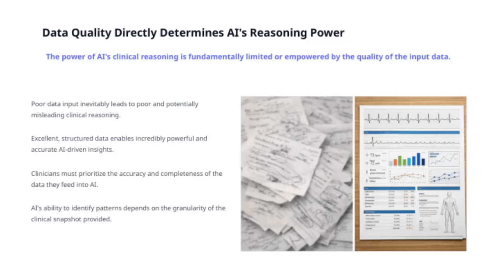Let's talk about how AI identifies patterns in clinical data. The key here is that AI's ability to recognize meaningful patterns really depends on the level of detail in the clinical snapshot we provide. Essentially, the more precise and comprehensive the data, the better AI can analyze and generate accurate insights. This is why it's crucial for clinicians to prioritize accuracy and completeness when entering data. Good, well-structured data acts like a solid foundation. It enables AI to deliver powerful and reliable insights that can truly support clinical decision-making.